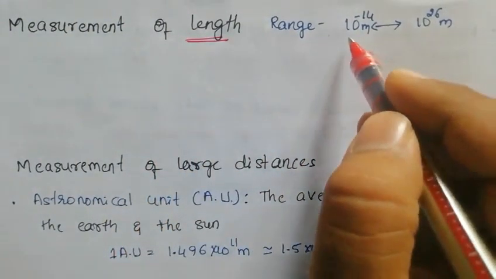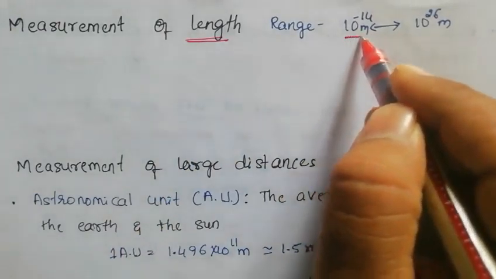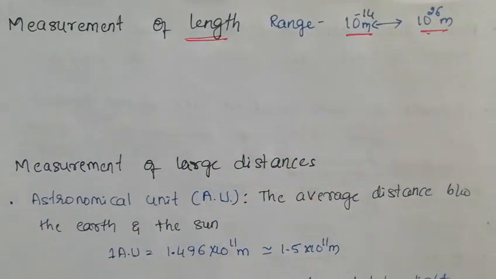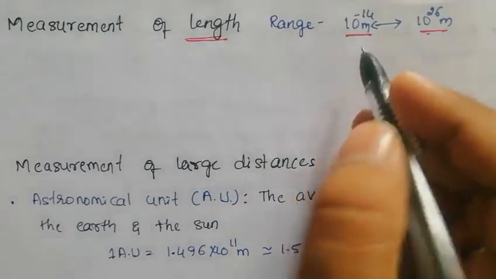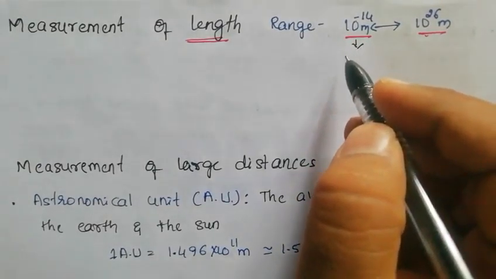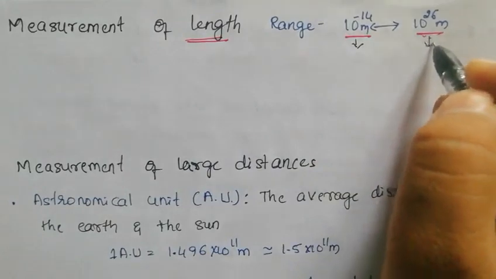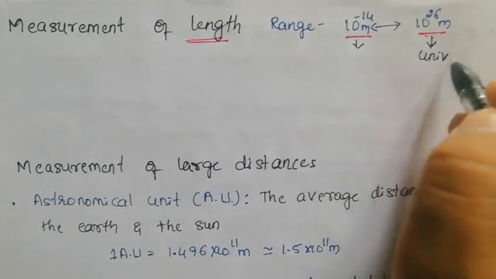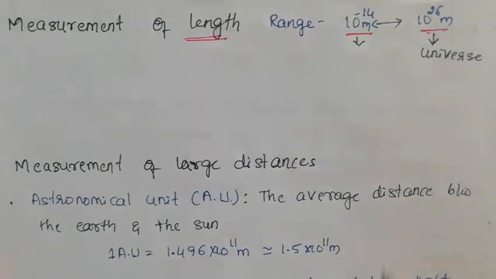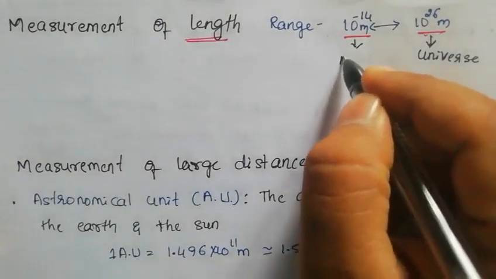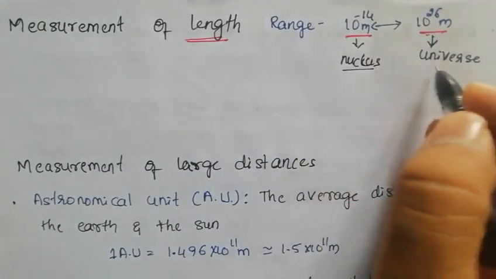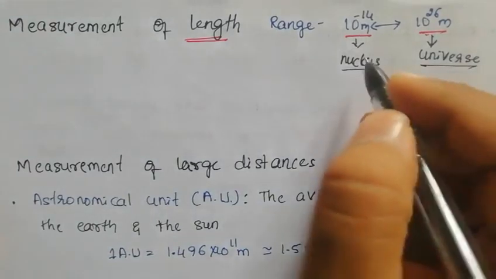the range of length starts from 10 power minus 14 meter to 10 power 26 meter. Sir, what is 10 power minus 14 meter? It is about the size of almost an atom. This is the size of the universe. This is about the size of a nucleus, a tiny nucleus. And this is the universe.